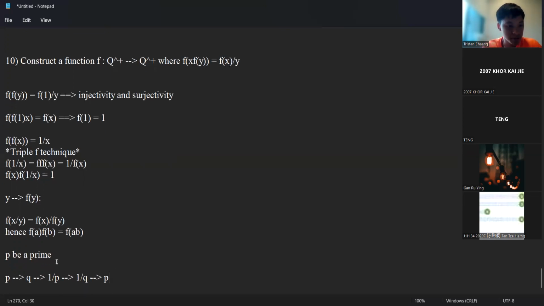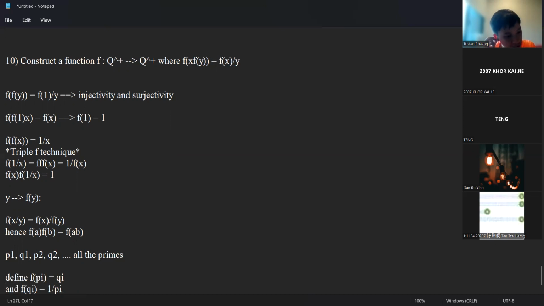Yeah, seems okay. So I let P1, Q1, P2, Q2, and so on be all the primes. Then I define f(Pi) to be Qi and f(Qi) to be 1 over Pi. I think this should work. Hopefully.